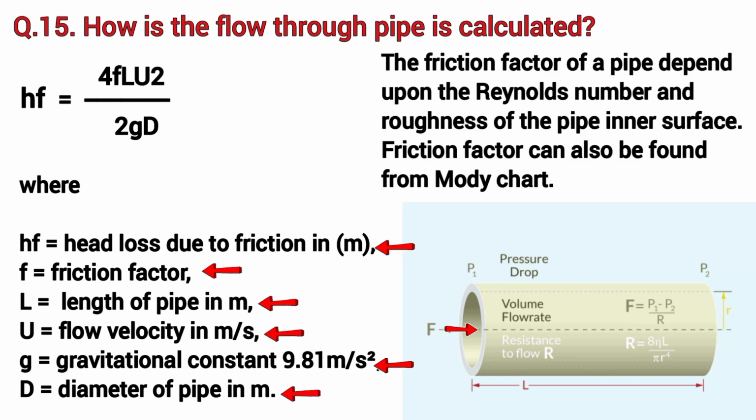The friction factor of a pipe depends upon the Reynolds number and roughness of the pipe inner surface. Friction factor can also be found from Moody chart.